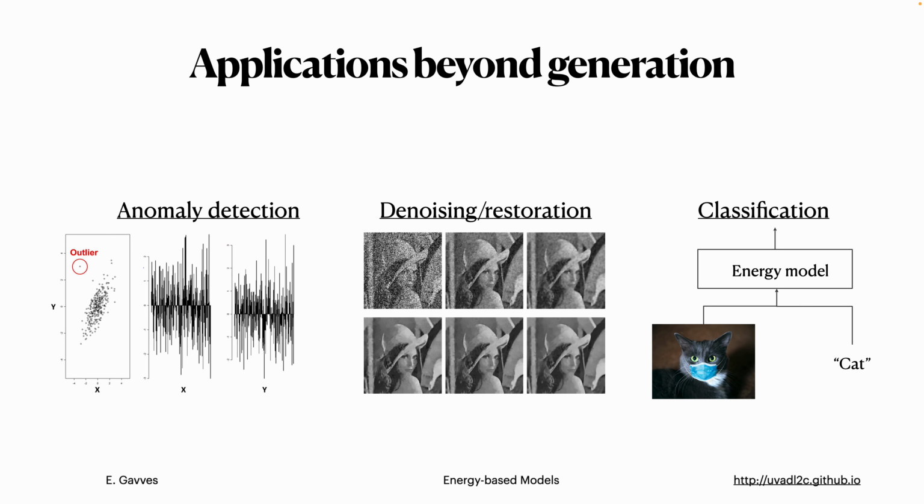So beyond generation, we can use this for anomaly detection. If I have a point that looks very weird, I can use the ratio of likelihoods to say, okay, this point is much less likely to happen than my observed points. We can use it for denoising or restoration by finding pixels that are more likely to occur than not, or for classification. So energy-based models can also be used so that if I simultaneously add the picture and the label, the energy for the combination should be lower if this combination is correct.